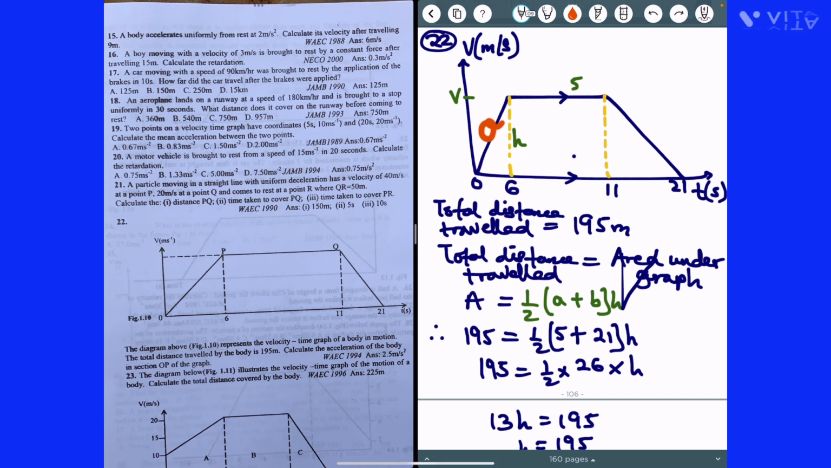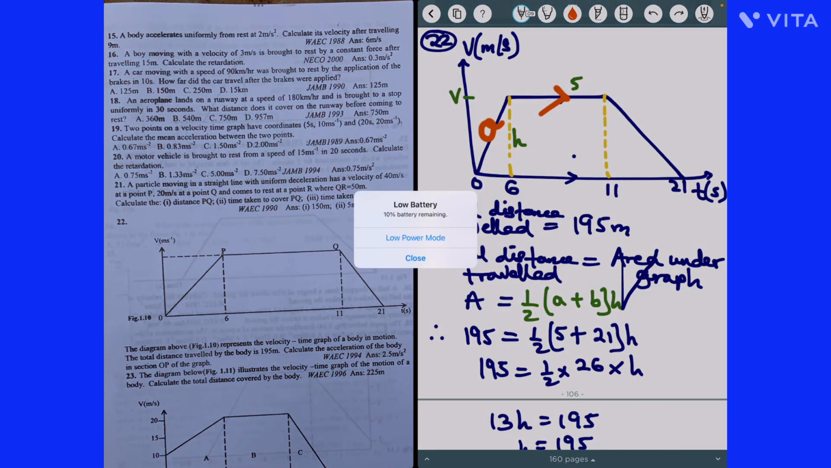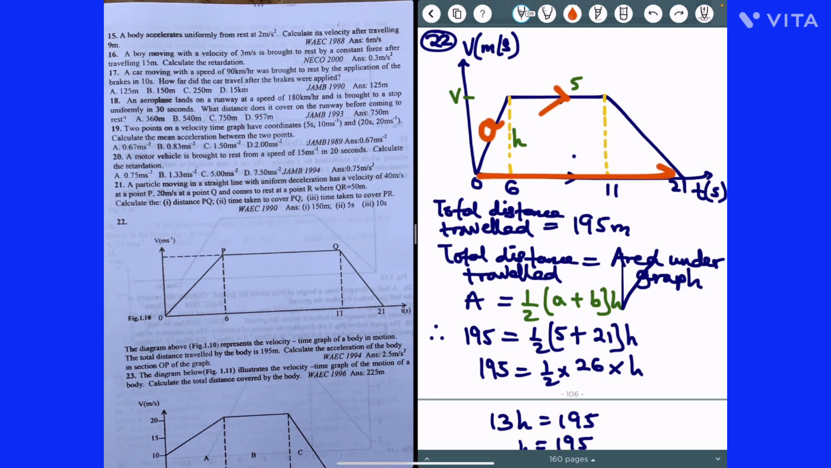Your a is this part, 5. Your b is this whole part down here. Let me try and make my line straight. Now, those are the two parallel sides of the trapezium, 5 and 21. So if you know this base as 21, you know this top as 5, that's your A and B.